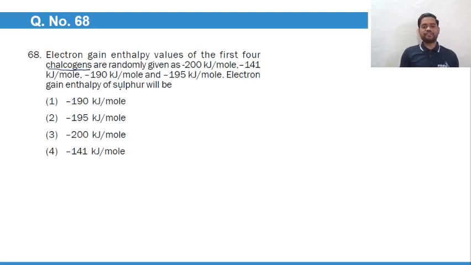Electron gain enthalpy for sulfur. In chalcogens, sulfur has the highest electron gain enthalpy and oxygen has the lowest. So out of these, the highest values are 200, 141, 190. Okay, so 200 will be the right answer. So option number 3, question 68, will be the right answer.